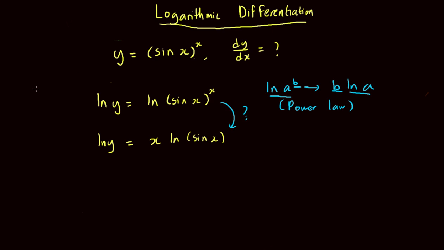So now the next step is, of course, to do implicit differentiation on both sides. You have to take the derivative on both sides, obviously. So, implicit differentiation.